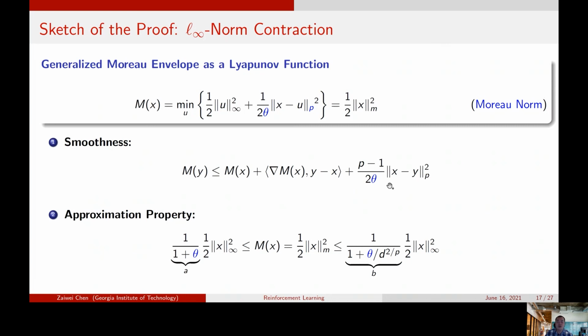To see this, if we choose a very small theta, then in this case, both the constants a and b are close to unity, and we have a very good approximation. But since theta is small, this smoothness parameter is very large. Therefore, we don't have a very smooth function. This makes intuitive sense because since we want to find a smooth approximation of sup norm square, which is not a smooth function, if we want a good approximation property, then the function cannot be very smooth. If we want it to be very smooth, it cannot be a very good approximation to the sup norm square. So eventually, we need to tune the parameter theta to get our tightest finite sample bound.